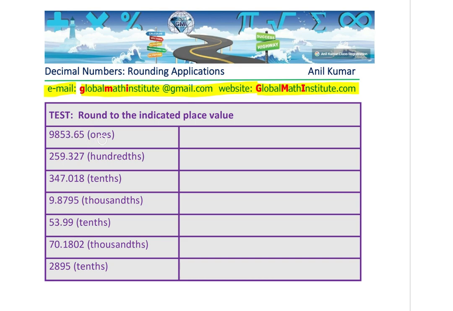So you have to write 9853.65, round it to ones, right? Ones means this place, before the decimal, right? Check the number in the tenths place. In this case, it is higher. So 3 will become 4. Now rounding to hundreds means you have to round up to that point. Check the number at the tens place and do the needful. Likewise, do the rest of the questions.